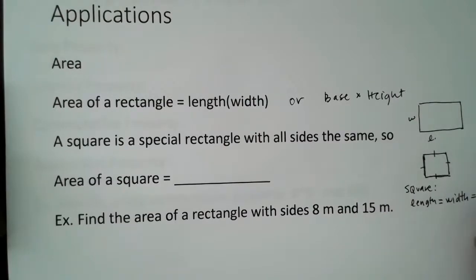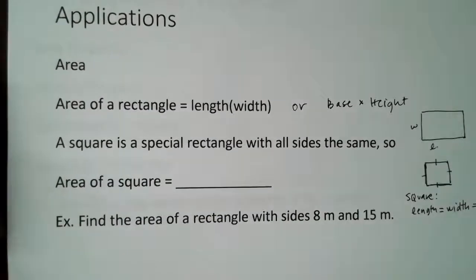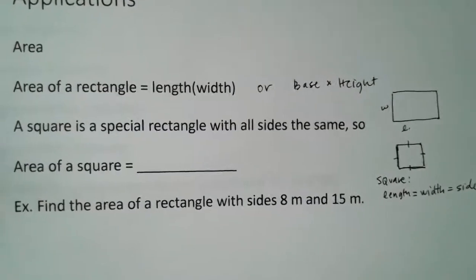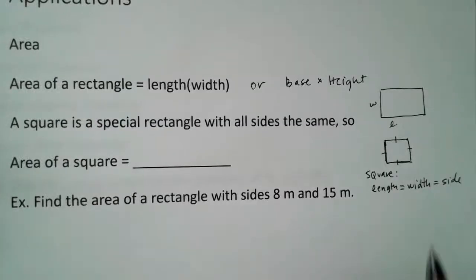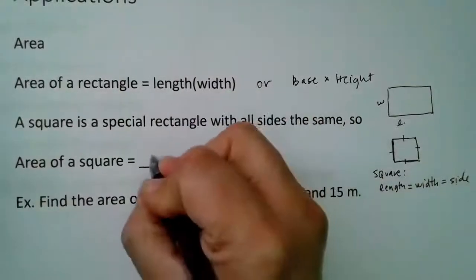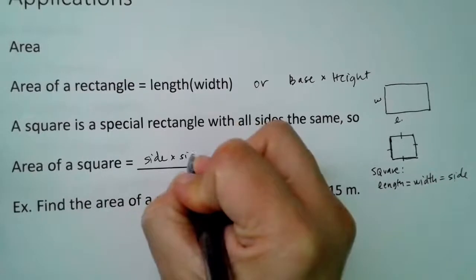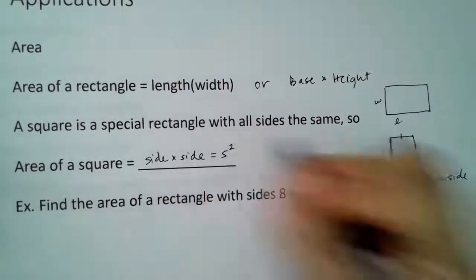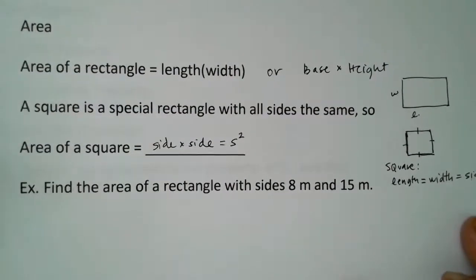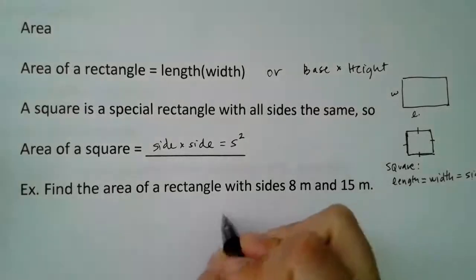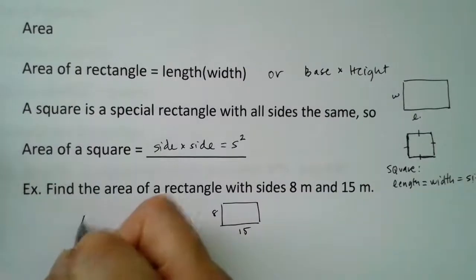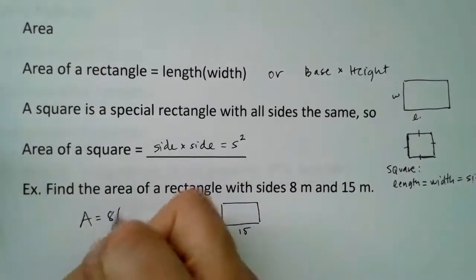Okay, so since that's true, for the area of a square we don't just have to say length times width, we could just say side times side. So side times side, and we usually write s squared, okay? So that's for a square. Now let's do a rectangle. Find the area of a rectangle with sides 8 and 15 meters. So you have 8, 15. So the area is just going to be 8 times 15. Okay, not too bad. And that's going to be 120 meters squared. That's the unit, okay, when you're squaring.